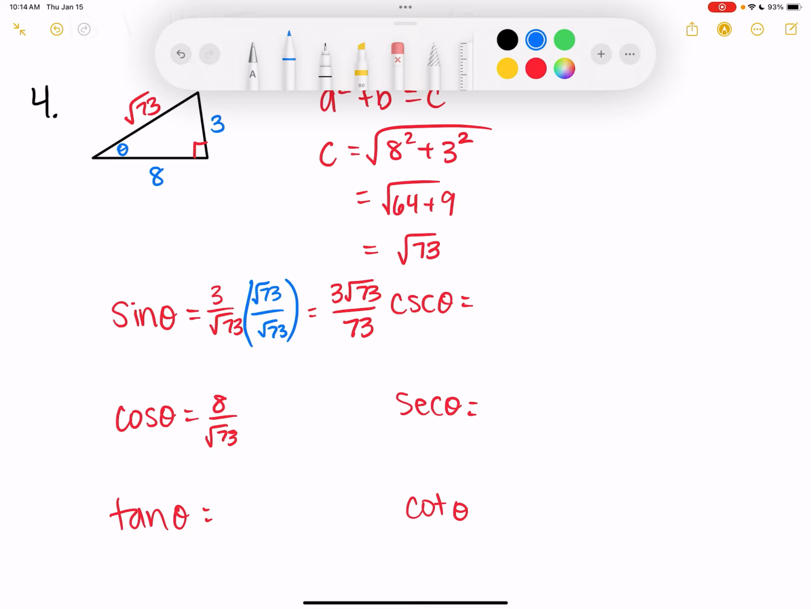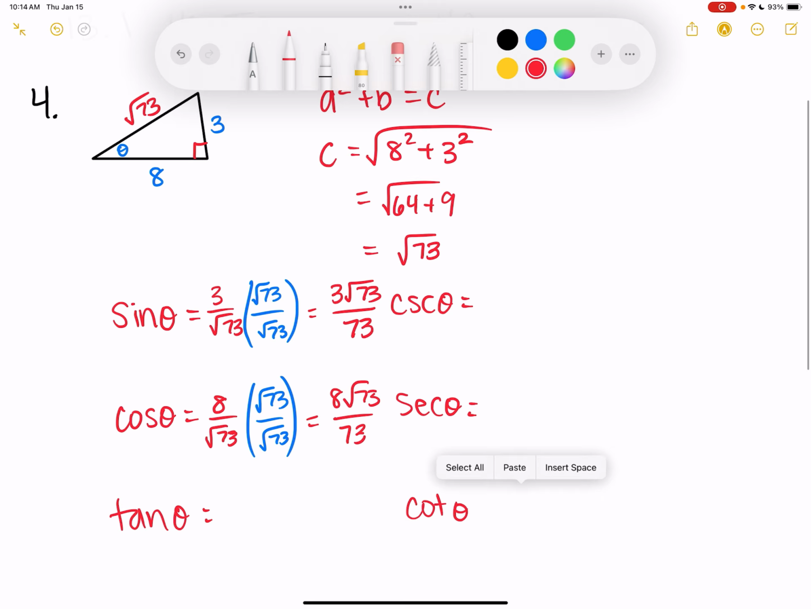So again, I multiply by square root of 73 over the square root of 73. So I'm going to get 8 root 73 over 73. Tan is just 8 and 3, right? Tangent is opposite over adjacent, so 3 over 8. So I don't have to do anything else to that one.